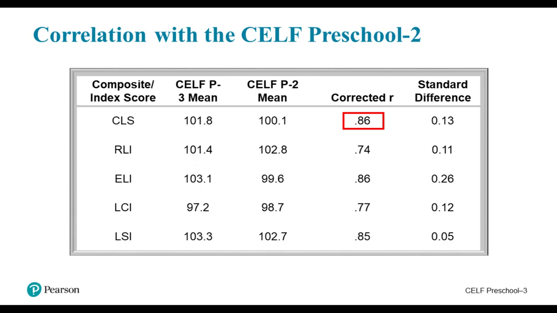The corrected correlations for the CELF Preschool-3 and CELF Preschool-2 composite scores are high. The Core Language Score is 0.86. Typically, composite scores are used to make diagnostic and service-related decisions. So a high correlation between composite scores is a good indication that children's classifications would be similar when taking the CELF Preschool-2 and the CELF Preschool-3. And you can see that the norms are pretty similar. The mean values are pretty similar between both tests.